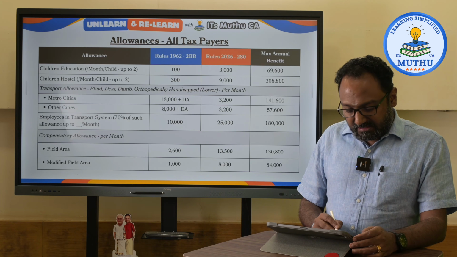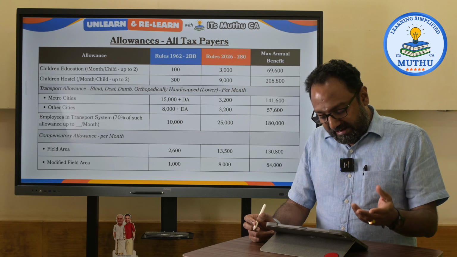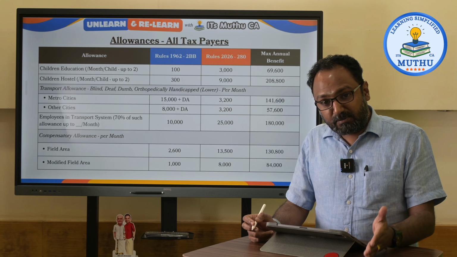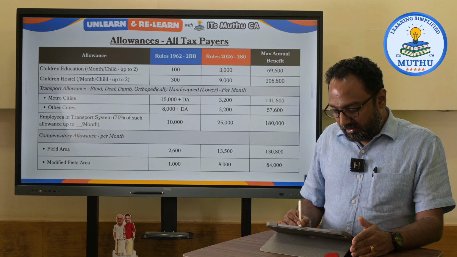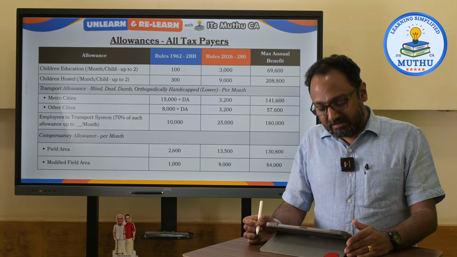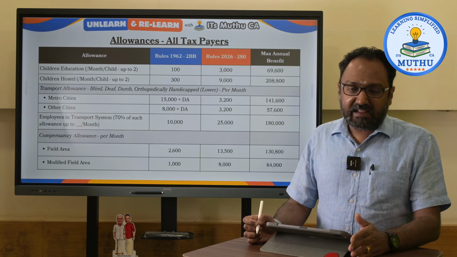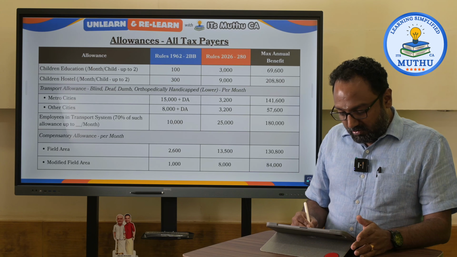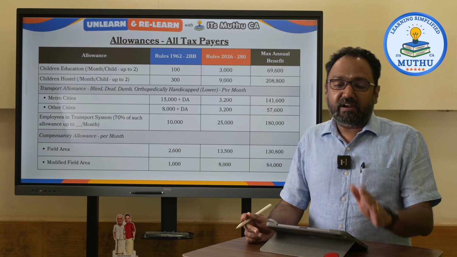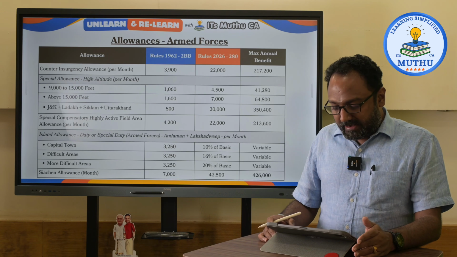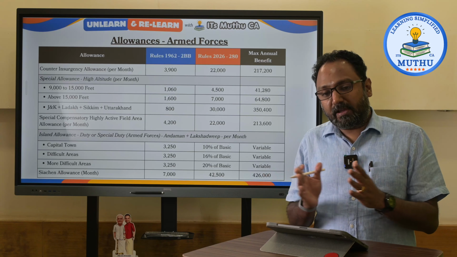And then compensatory allowance per month for field area, which was 2,600 per month, has now been increased to 13,500. So that's going to give you a benefit of 1,30,800. Modified field area allowance, which was only 1,000 per month, is now 8,000, which is going to give you an additional benefit of 84,000. So these are all upgraded for all taxpayers.